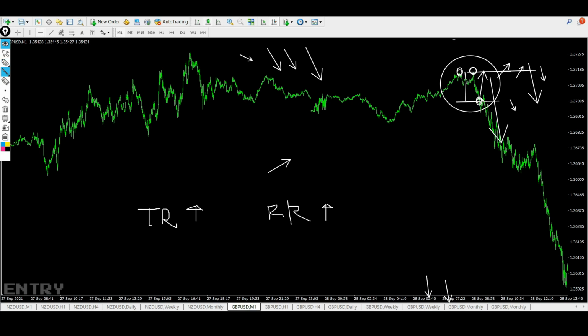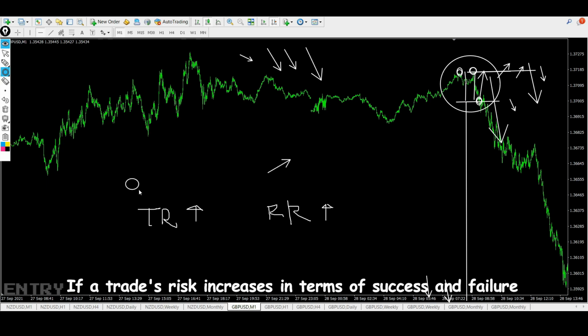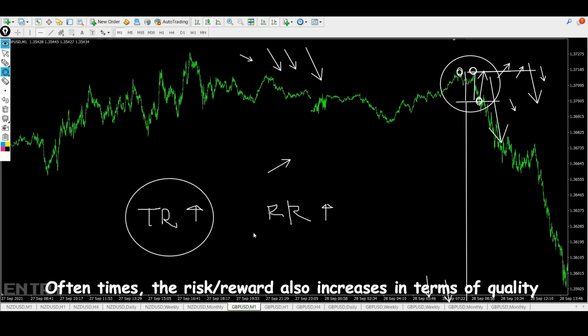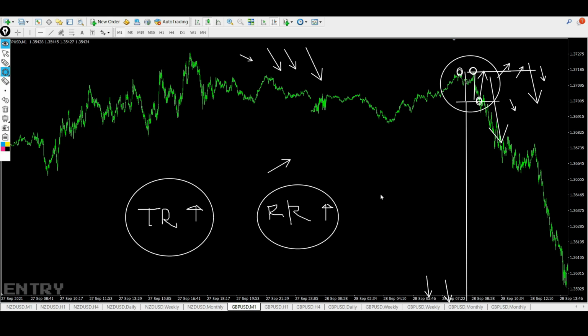So in other words, the risk in this case will be roughly 18 pips, while the reward is roughly 150 pips. Okay, so one thing to keep in mind is, again, if a trade's risk increases in terms of success and failure, oftentimes the risk reward also increases in terms of quality. Okay, so let me just show you what the environment is for this pair at the current moment. So let's go back to the weekly chart.